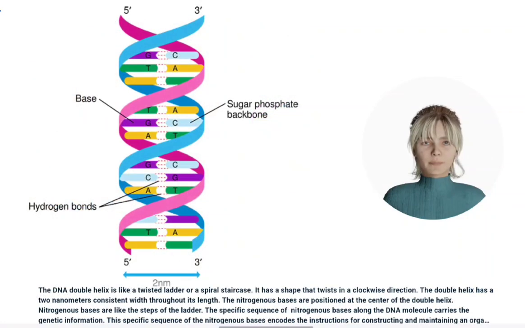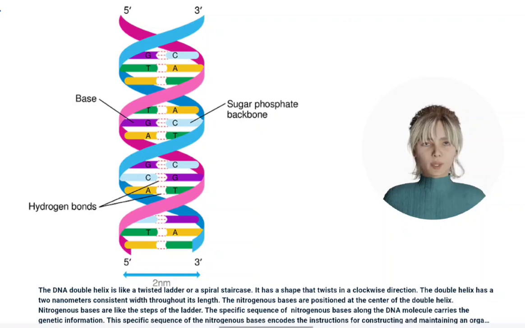The DNA double helix is like a twisted ladder or a spiral staircase. It has a shape that twists in a clockwise direction. The double helix has a consistent width of 2 nanometers throughout its length. The nitrogenous bases are positioned at the center of the double helix. Nitrogenous bases are like the steps of the ladder.